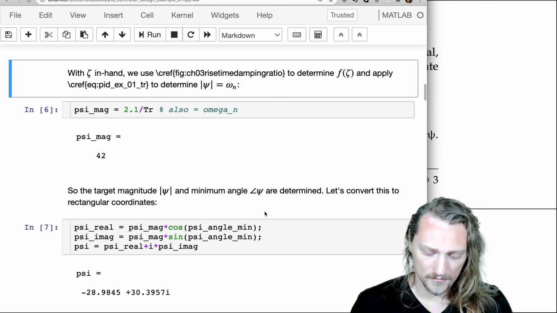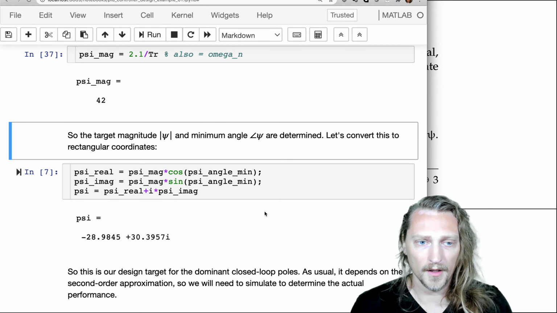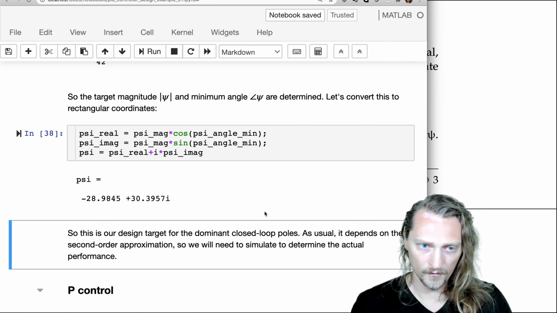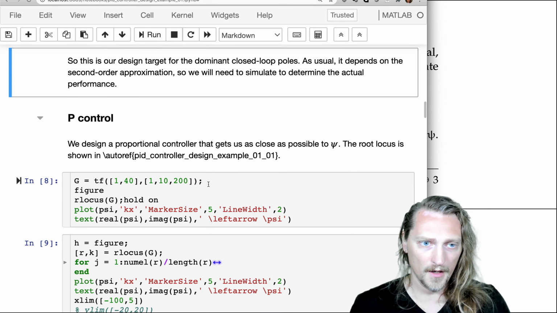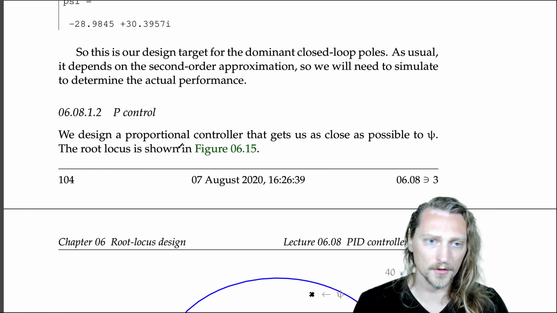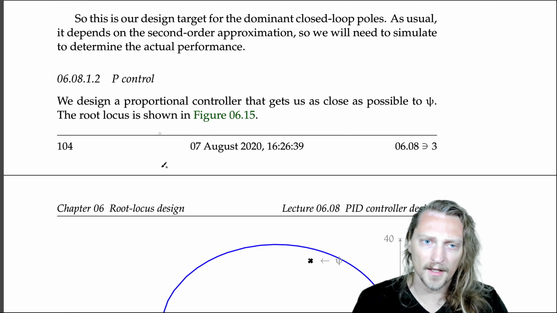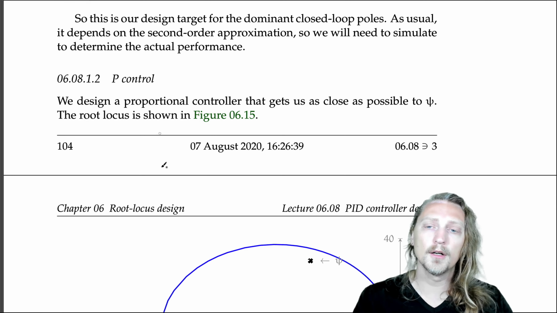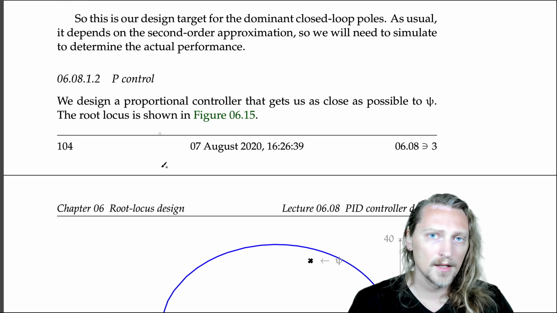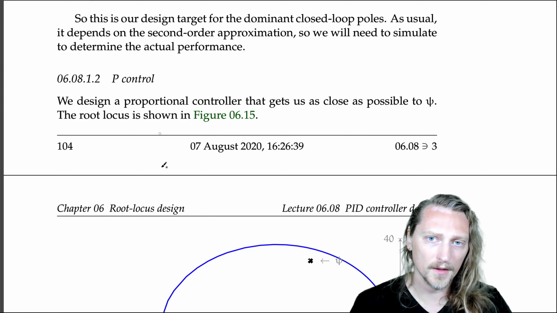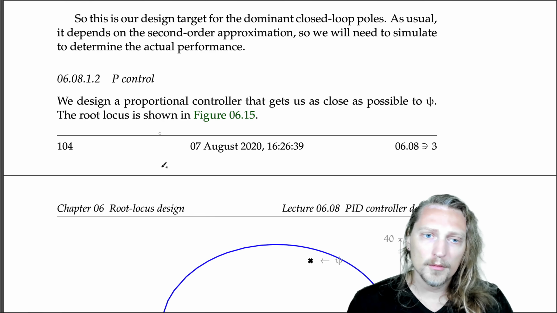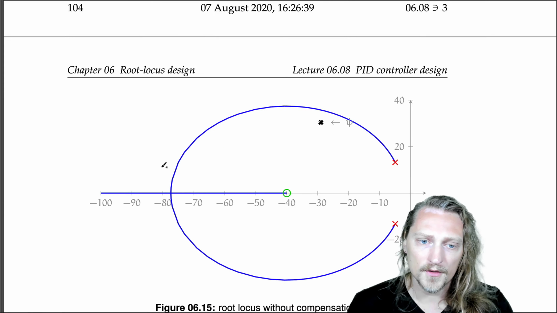So go ahead and compute these, and we're caught up. Now, proportional control. We design a proportional controller that gets us as close as possible to psi, our design point. The root locus is shown in figure 6.15.